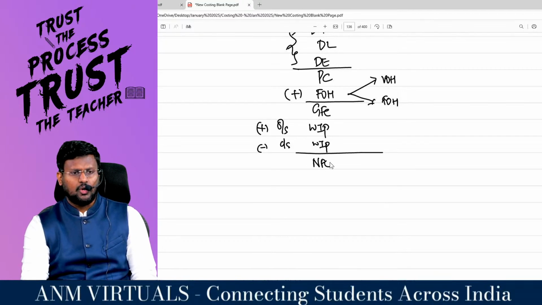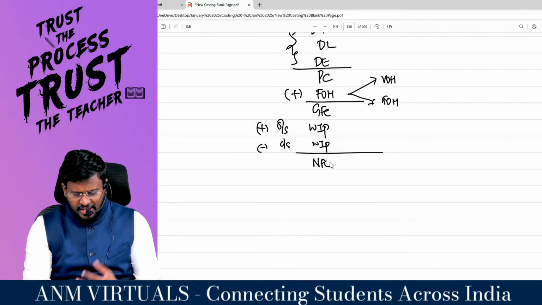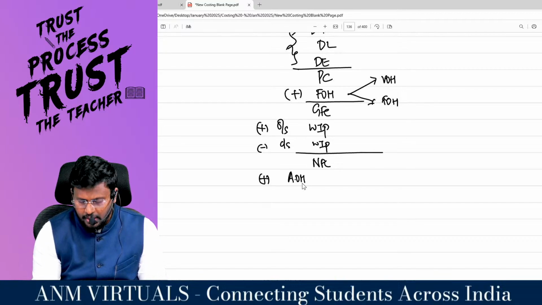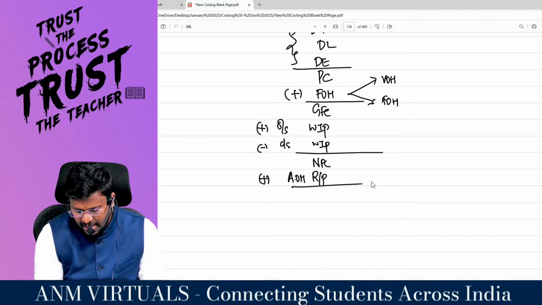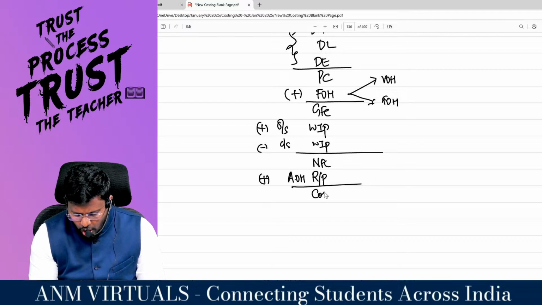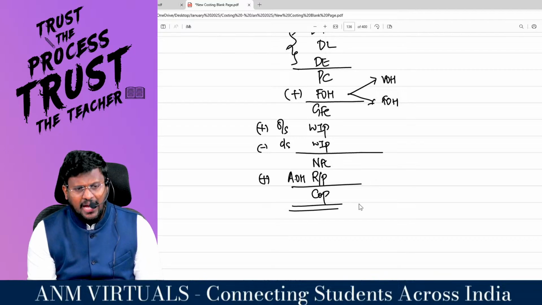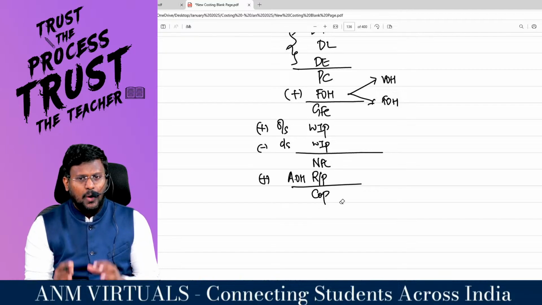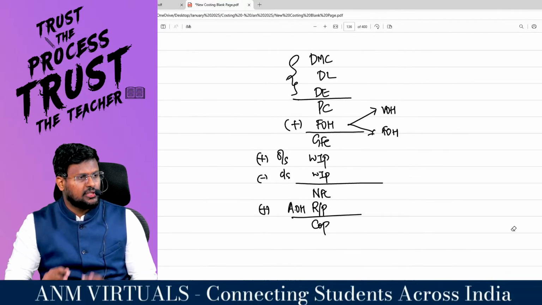To this net factory cost, we will add administration overhead related to production. You will get the cost of production. This is what happens in the factory, or inside the factory. This is what our manufacturing cost is all about.